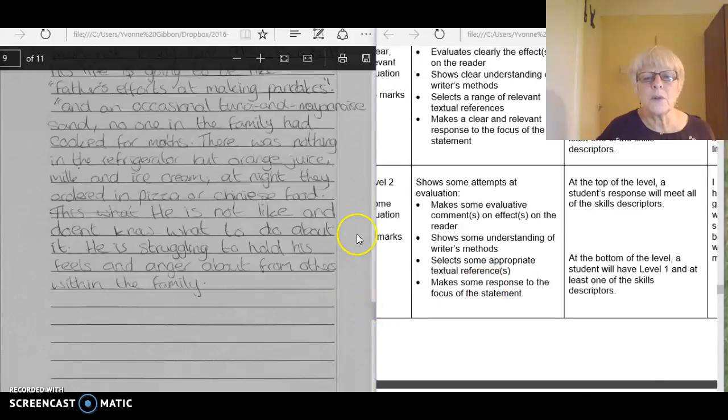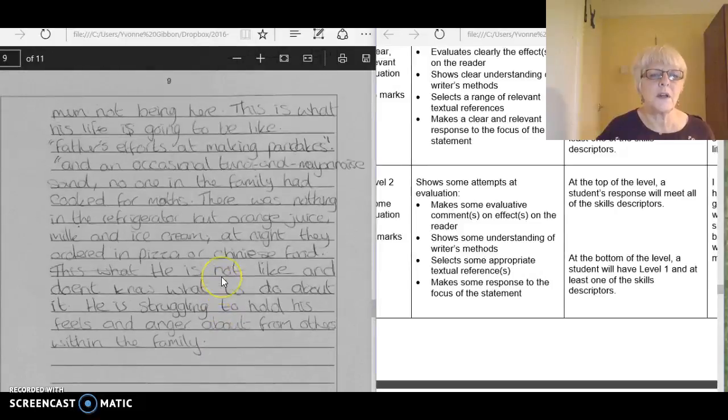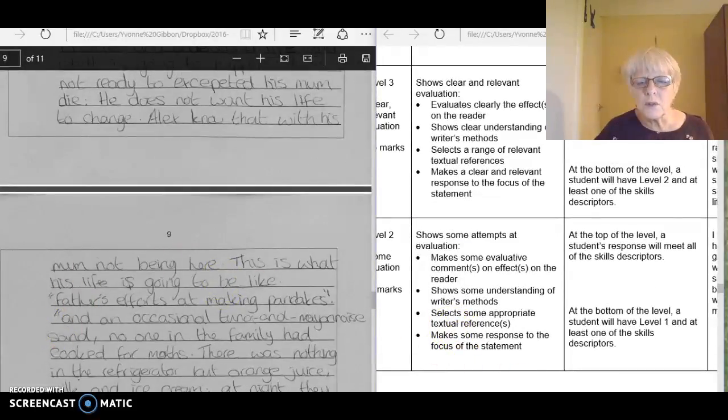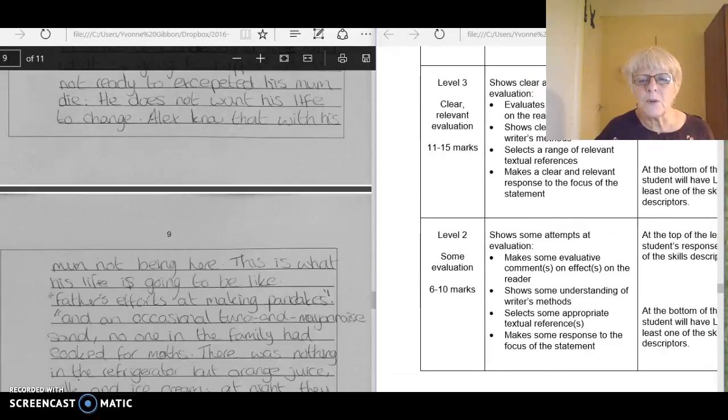So if we move up to level 2: make some evaluative comments on the effects on the reader. Well, you have done that. Show some understanding of writer's methods. Well, again, you've done that once or twice. Select some appropriate textual references, that's your quotes, and make some response to the focus of the statements. This is where you've reinforced the fact that he's struggling, so you've done it there, and you've started off saying that. So I think it's going to be in level 2, not quite at the top.